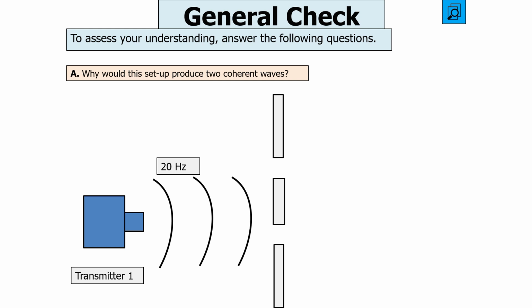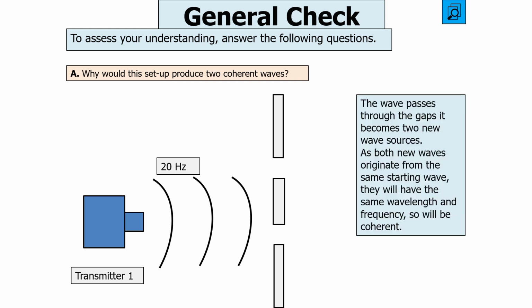Why would this setup produce two coherent waves? So pause the video now, then unpause the video when you want to go through your answer. The wave will pass through the gaps, so it becomes two new wave sources. As both new waves originate from the same starting point, they'll have the same wavelength, they'll have the same frequency, so therefore they will be coherent.